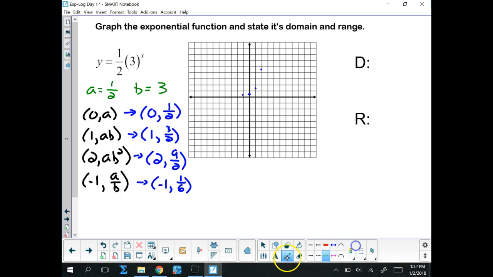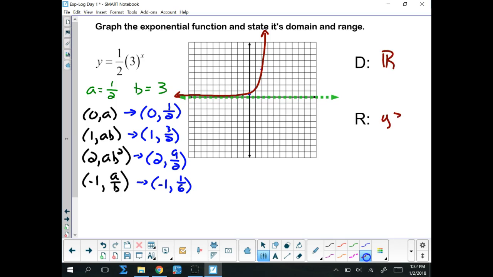Horizontal asymptote still is that right there. Still above. Domain. Range. Boom goes the diamond. Yeah, buddy! Okay. Yeah. Love it.